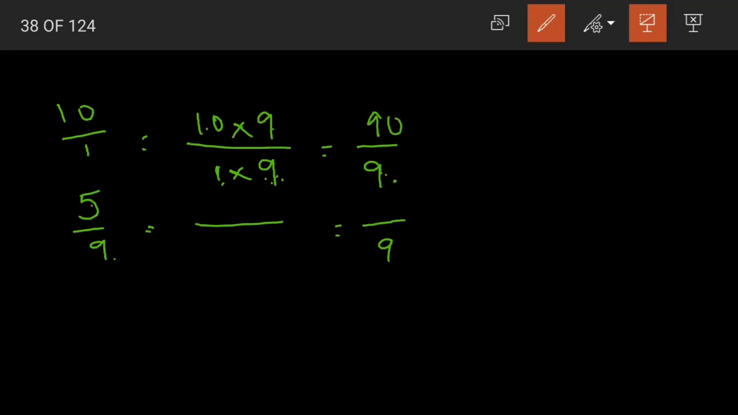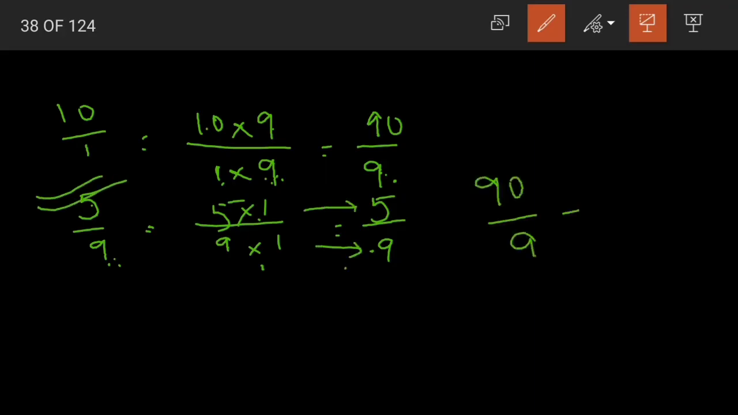Then we have 5 by 9. Yes, it is already having 9 in the denominator. So if you want, we can simply multiply it with 1. Yes, 5 1s are 5 and 9 1s are 9, or leave it as it is. Now what are our fractions? 90 by 9 minus 5 by 9.